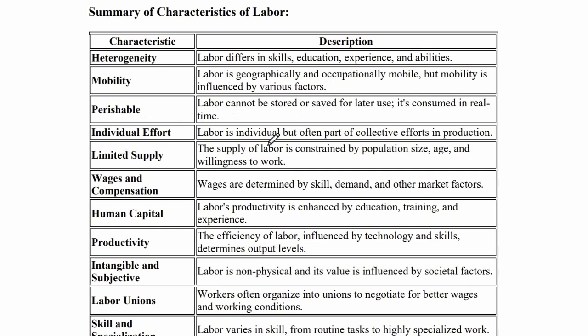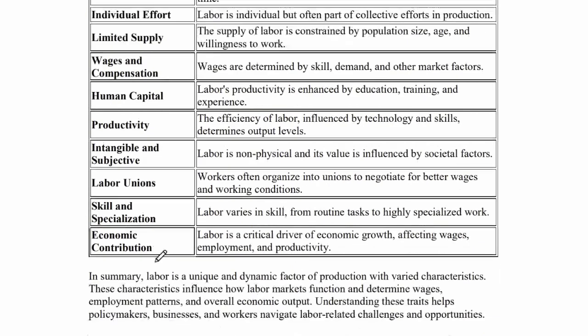Individual effort. Labor is individual but often part of collective effort in production. Limited supply. The supply of labor is constrained by population size, age, and willingness to work. Wages and compensation. Wages are determined by skill, demand, and other market factors. Human capital. Labor's productivity is enhanced by education, training, and experience. Productivity. The efficiency of labor, influenced by technology and skill, determines the output level.